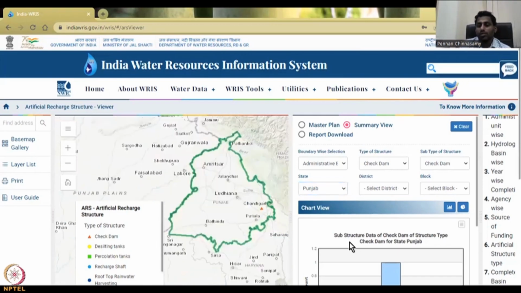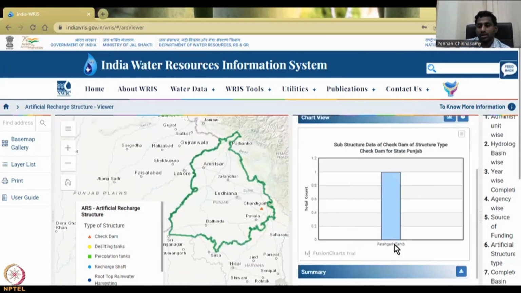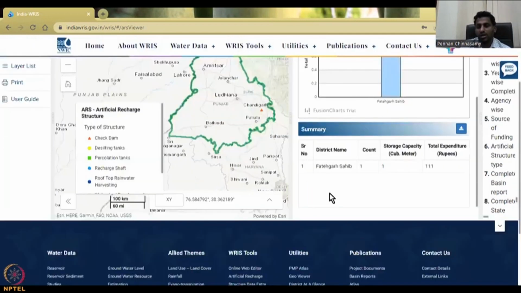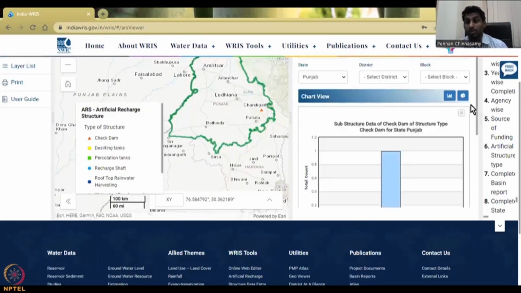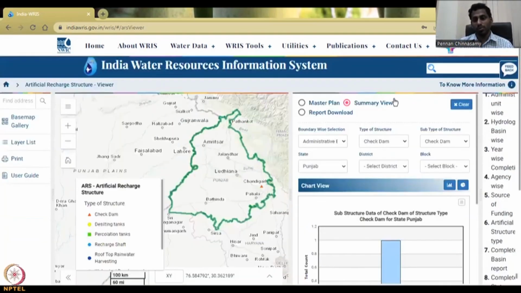Now you can see that the total count in this particular area, the number of substructures and the type of structure in Punjab, is around 1. So all this is trial data. The district name is Fatehgarh Sahib, and all these are trial data expenses. You see 1, 1, 1, 1, 1, 1. All these are trial. But again, don't ignore it. Maybe go back every week or month, and this data will be populated soon.